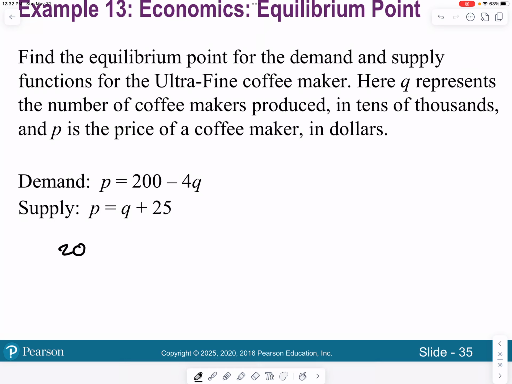So then we have this 200 minus 4Q equals Q plus 25. Let me write legibly, because if I forget that that's a 2, then I'm going to come back and be like, why am I getting this wrong? Because I couldn't read my own handwriting.